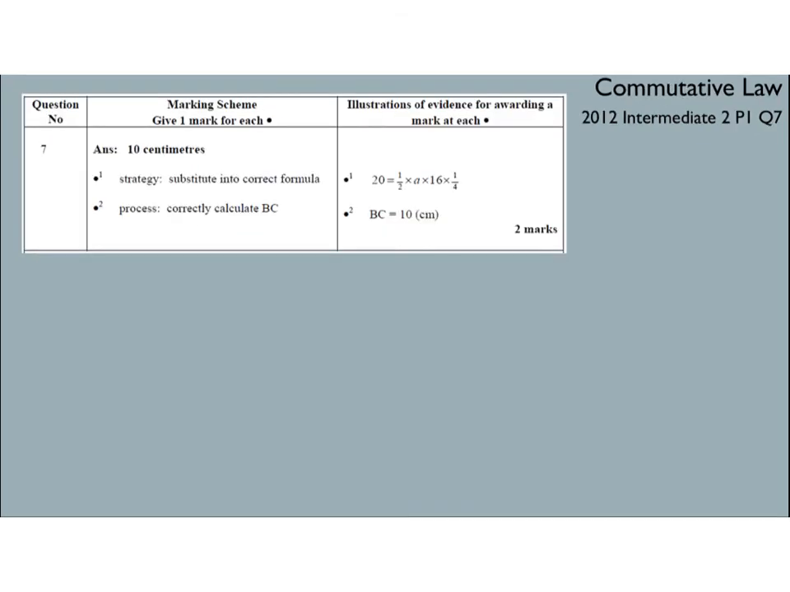And this is how the SQA chose to mark it that year as well. So again, bullet point 1 is for your first mark, substitution. Putting the 20, the half, the a, the 16 and the quarter in the correct place gives you your first mark, and then working out your answer. Bullet point number 2, working out your answer correctly, BC equals 10 centimetres, and that gives you your 2 marks for that one.